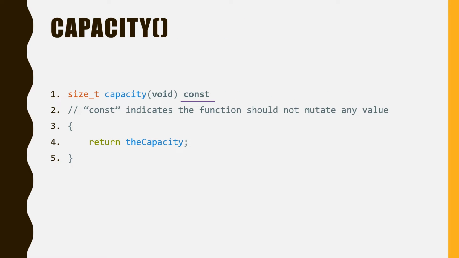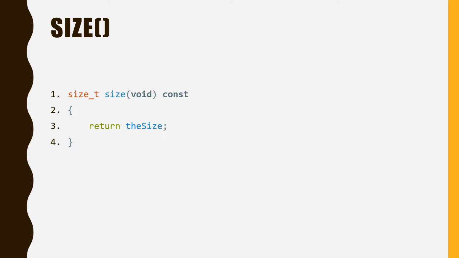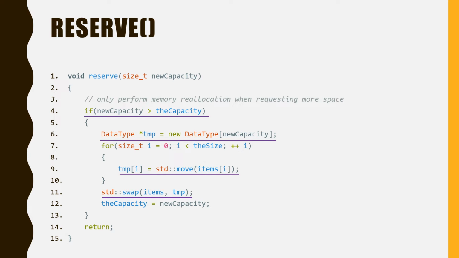Let's begin with the capacity access operation. Since we have used a variable to store its value, we can simply return the variable capacity. The keyword const here means that we do not expect the function to modify any variable. Similarly, we simply return the size for the size access operation. Let's move on to the capacity modification operation reserve. The function takes in one parameter, new capacity, which is the amount of memory blocks it needs to allocate.